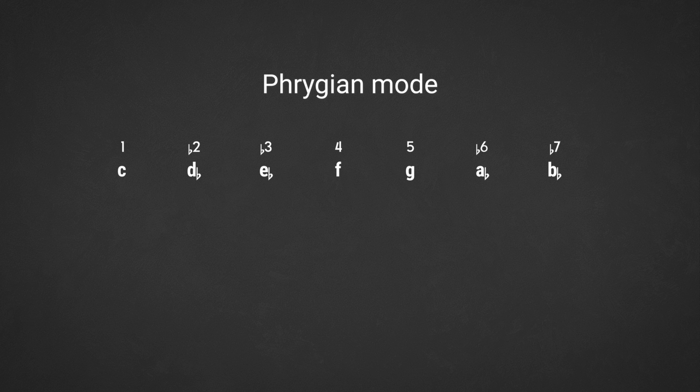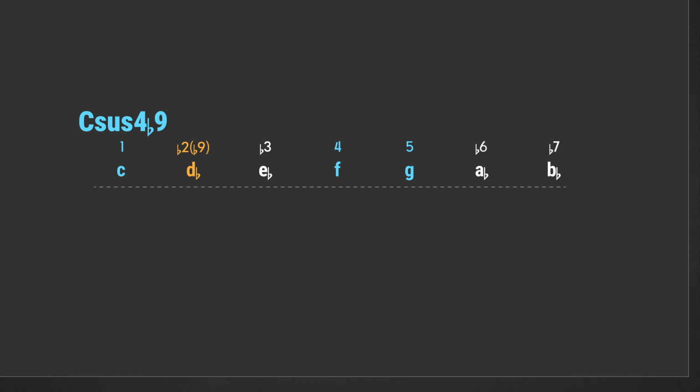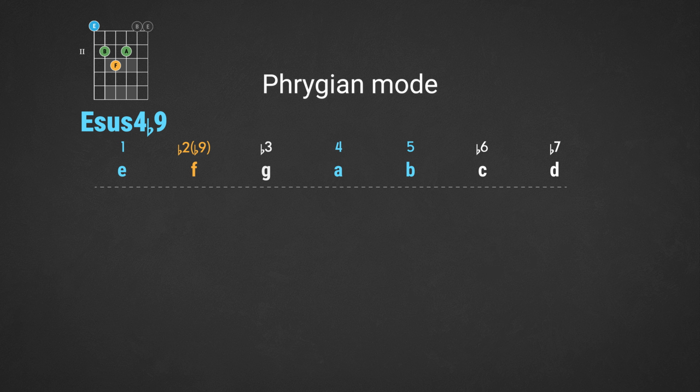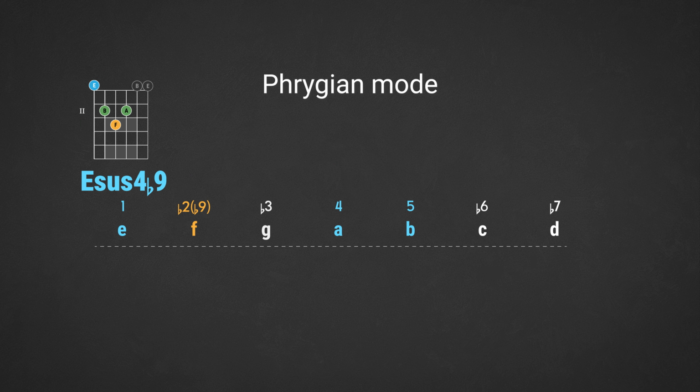The minor Phrygian mode has that characteristic flattened second degree. A super typical Phrygian chord is a suspended minor 7 chord with a flat ninth. And that flat ninth is the same note as the flat 2, as that minor second degree. On a guitar, this chord really shines when the root is E, so E minor 7 sus4 flat 9 for the E Phrygian mode.